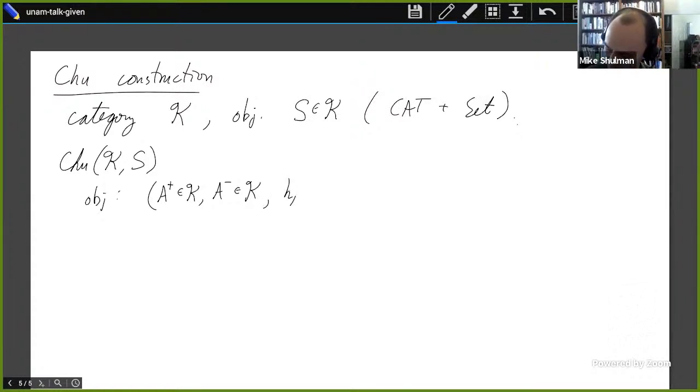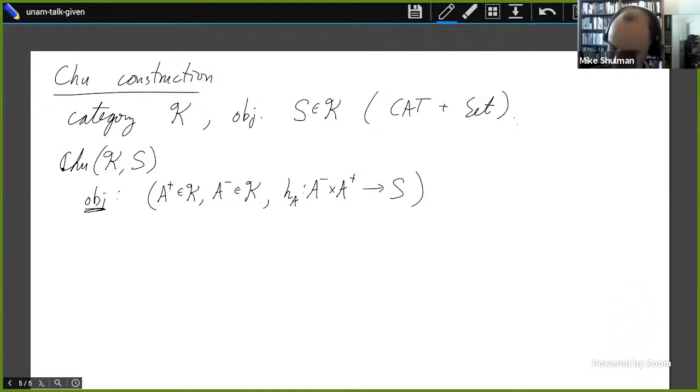And then I've got a morphism from, say, A minus cross A plus to S, which I'm thinking of as being like the Hom functor of my category that goes from A op cross A into sets. But again, I'm doing something more general. I'm taking this as the data defining an object of this category. And then I can choose what my morphisms are going to be.